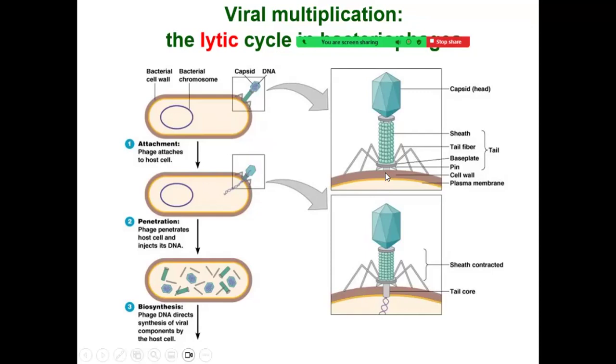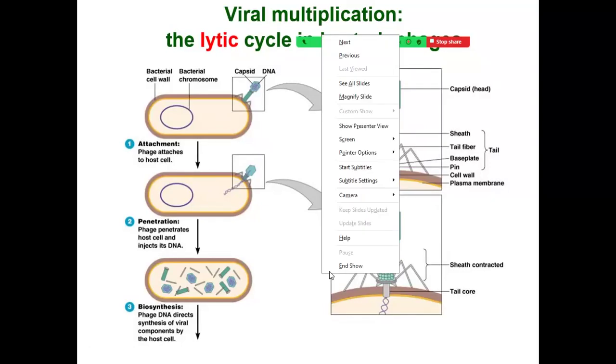And then the sheath of the virus contracts, which is what I'm trying to show you right here. This is the virus when it's not contracted. This is the virus when it's contracted. That puts pressure on the head here, and that will actually inject the nucleic acid or the genome of the virus into the cell, into the cytoplasm.